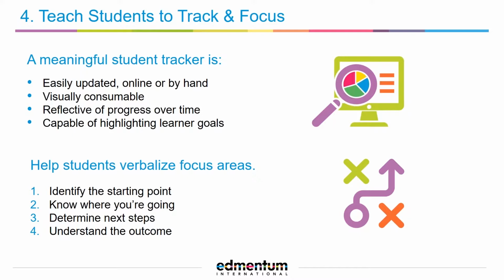And these four elements really help students to verbalize focus areas. So identifying that starting point, benchmarking, knowing where we're going, what are our goals, what goals have we set out, how are we going to achieve them, determining our next steps, what steps are we going to take to achieve those goals, and then understanding the outcome. When we achieve those goals, what is the outcome going to be at the end of that?